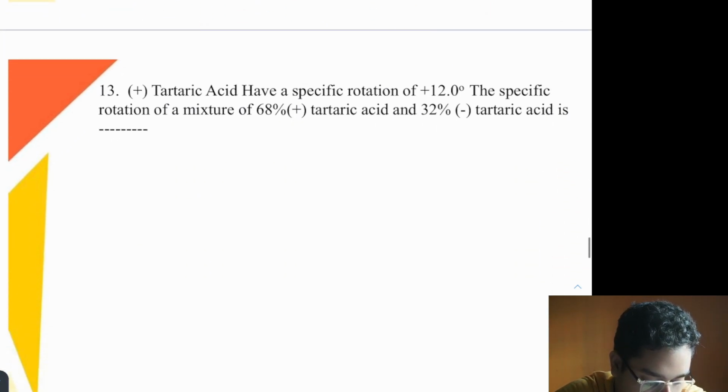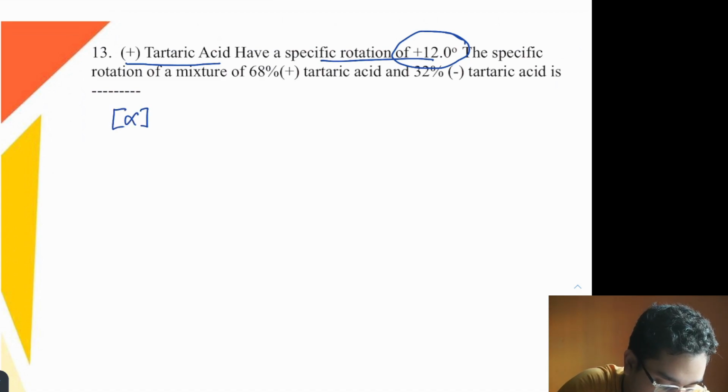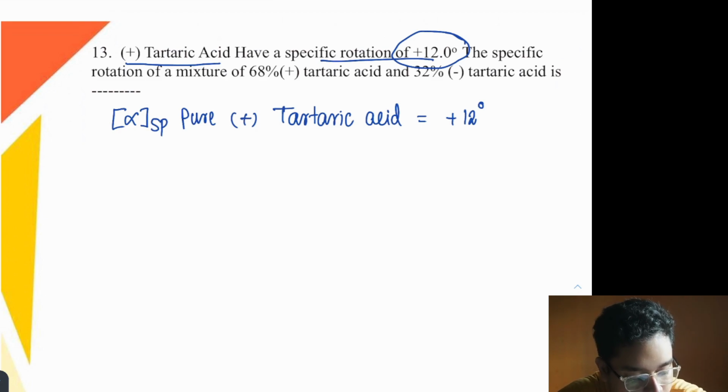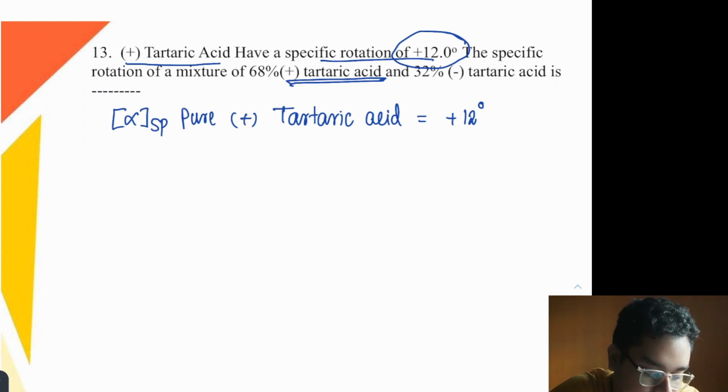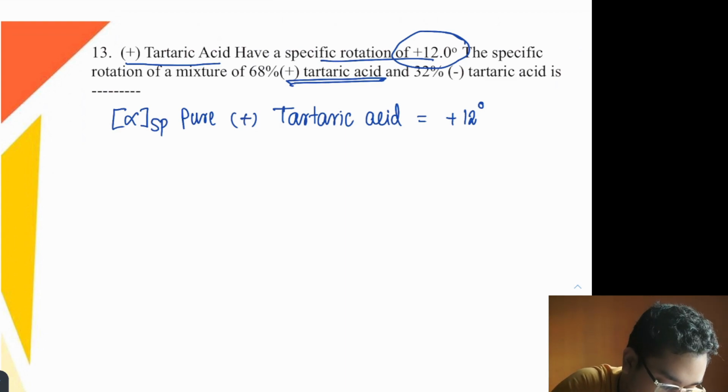Okay. And now move to the next question. The next question suggests that tartaric acid has a specific rotation of plus 12 degree. So it is given that alpha sp pure is plus 12 degree. Okay. So now in the mixture, this plus tartaric acid is present in excess. That means we don't need to determine the alpha sp of pure minus tartaric acid, that is nothing but minus 12 degree. That is not required for this particular question. Now we have to determine the E.